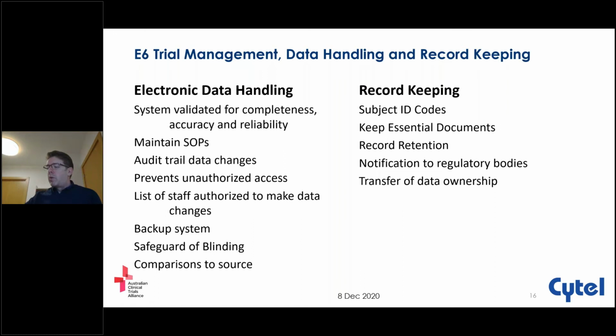But record keeping is also important. And there's a phrase here called essential documents, and that refers to a specific list of essential documents that also appears in the documentation. So not only is it around the people that are important here, but also about the systems too.